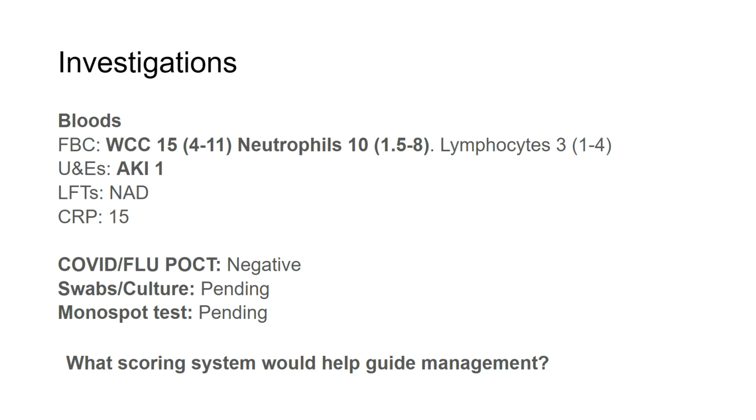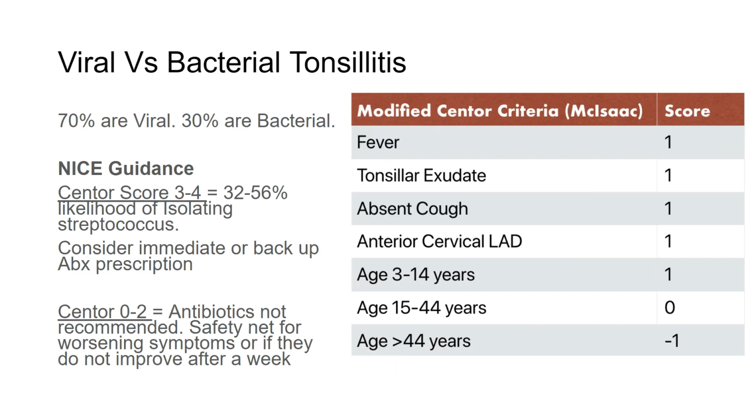So we think this could be a bacterial cause given his high neutrophils. What scoring system would help guide management? As you probably have guessed, the Centor score is what we use. And this will help differentiate between whether we should be giving antibiotics or not in tonsillitis. It's important to note that 70% of tonsillitis is viral, whilst 30% are bacterial.